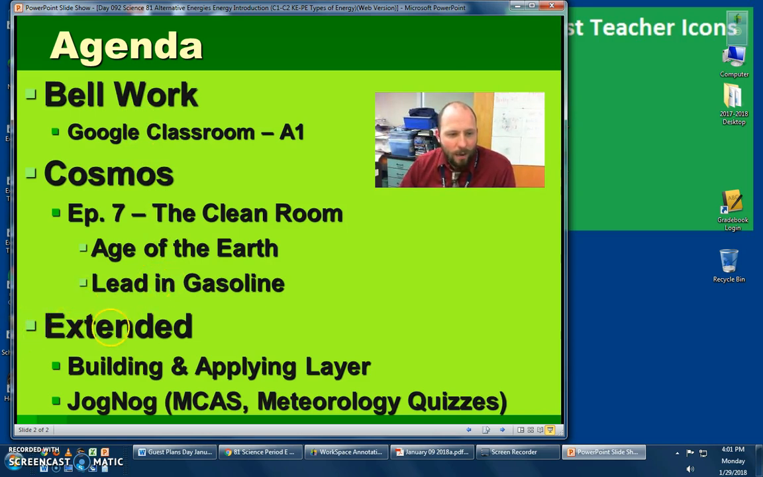During extended period, however, I would appreciate it if people spent focused time on their building and applying layer. Please remember your points are shown up on the bulletin board here, as well as if there's some time, you could work on Jognog. There's 2 MCAS questions that have been added to MCAS quizzes, as well as 15 meteorology quizzes. And there's no due dates on either of these, but that is something you could be working to stay focused on extending your understanding of the scientific world.